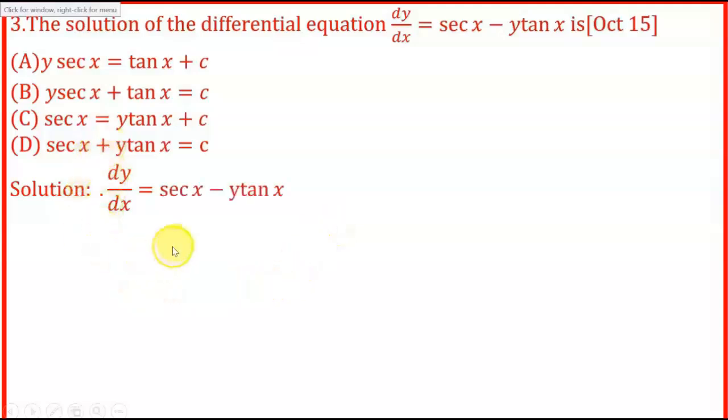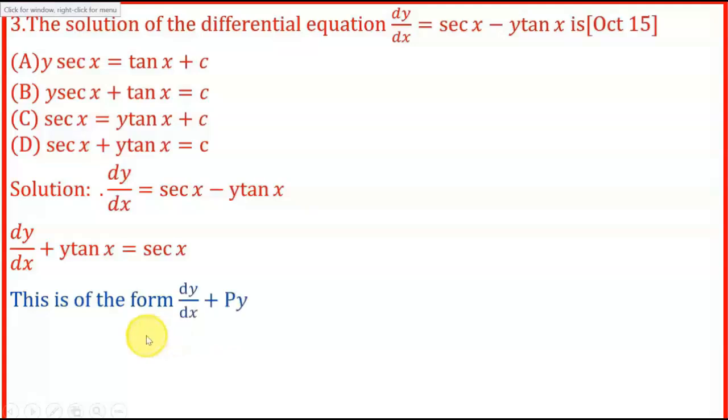dy by dx is equal to sec x minus y tan x. So dy by dx plus y tan x is equal to sec x. This is of the form again, dy by dx plus py is equal to q. Here the value of p is tan x and q is sec x.